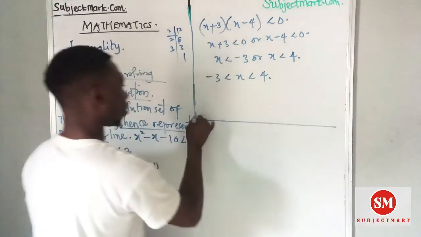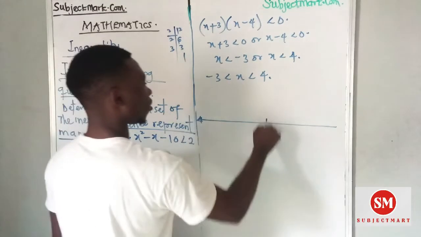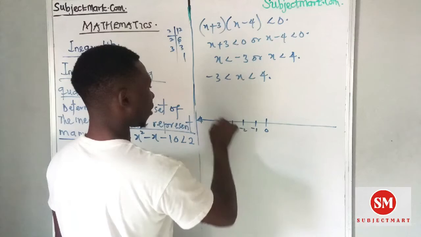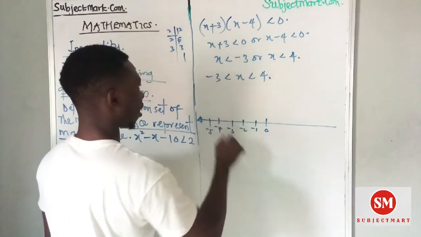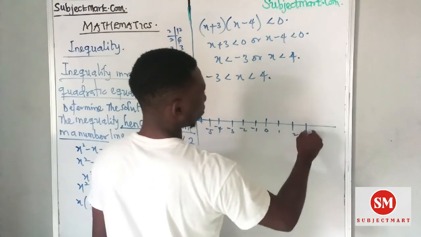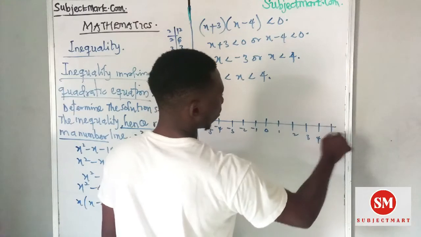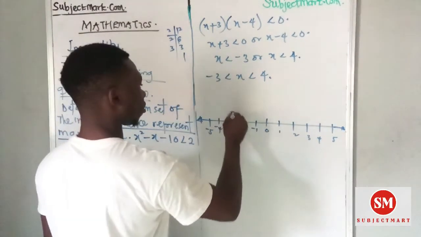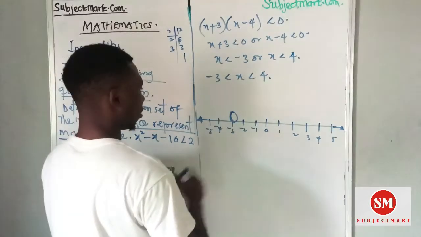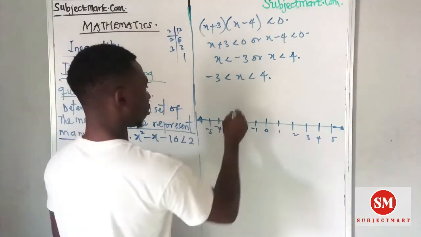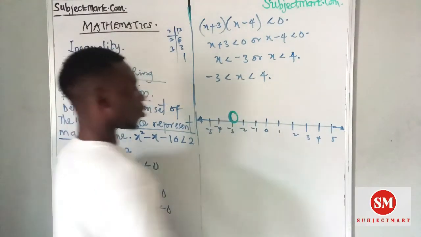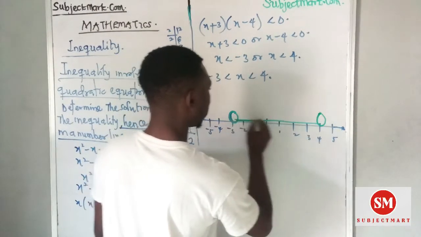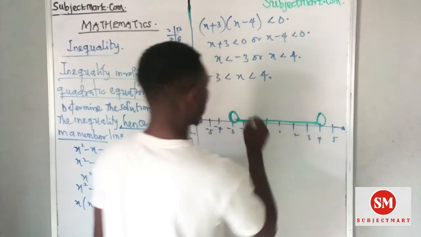So since this is a number line, you have here your 0, here minus 1, minus 2, minus 3, minus 4, minus 5, 1, 2, 3, 4, 5. So they say x is less than minus 3. This is your minus 3 here. Let me use another marker. This is your minus 3 here, and this is your plus 4 here. So your x is from this range to this range.